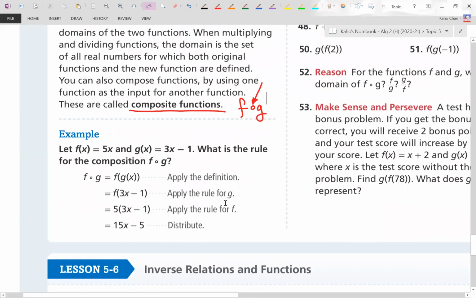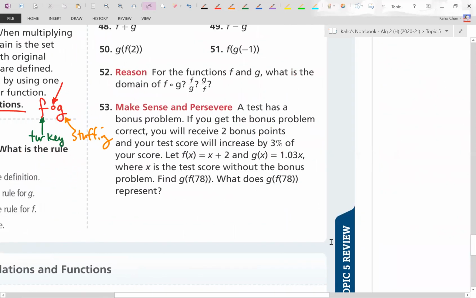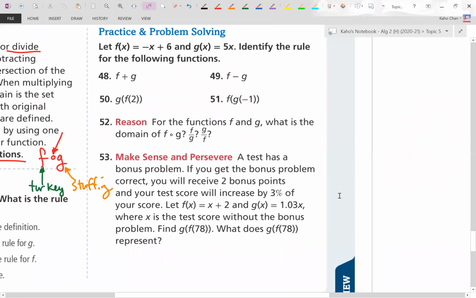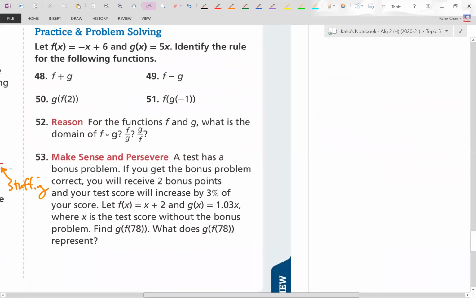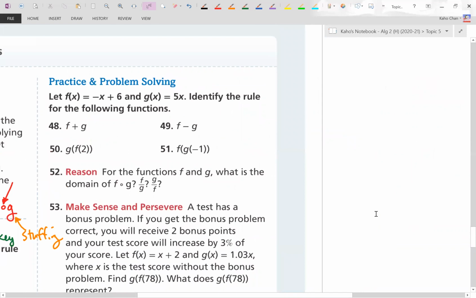There's a nice example right here on the bottom there. You can look through that yourself. Notice I do use the analogy of a turkey and stuffing. In this case, when you say f, the first letter, that's the turkey. g is the stuffing. All right. Let's take a look at number 48. We're just adding. Oh, that's all we're doing. Not that exciting. Okay, we'll do it.